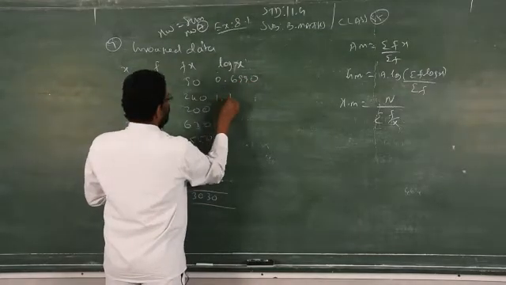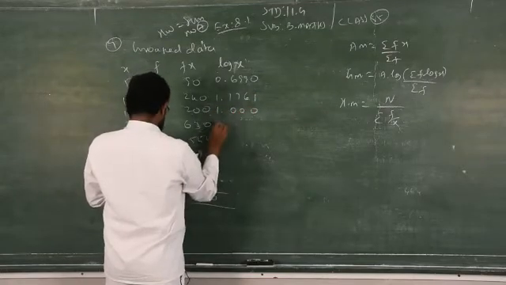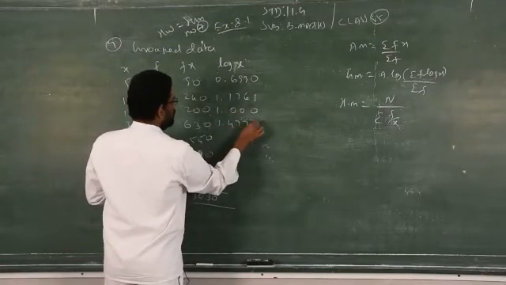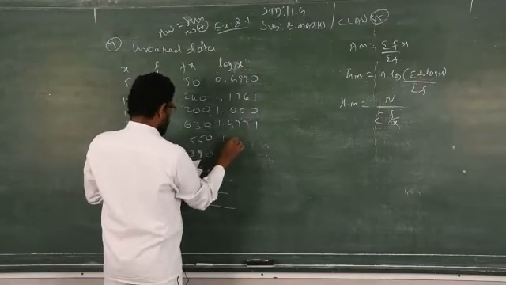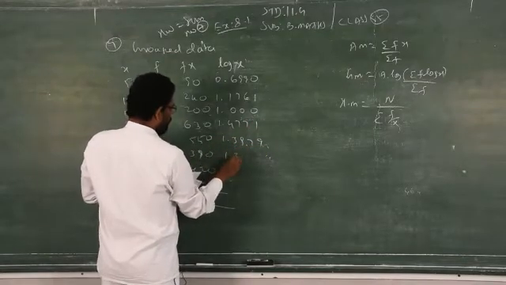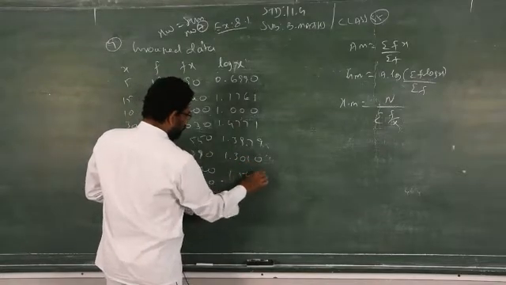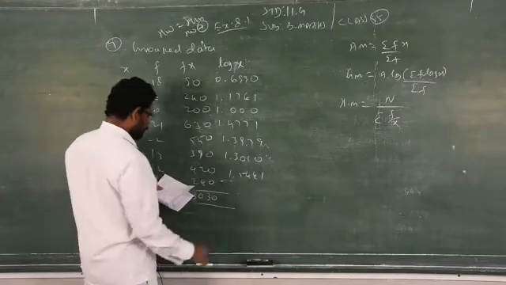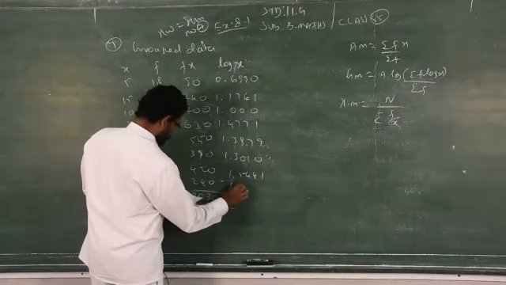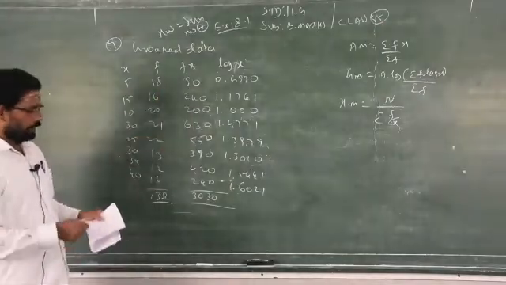So 0.6990, 1.1761, 1.00, then the next one 1.471, then 1.3979, the last one 1.3010, then 1.45441, the last one 1.6021. So I found the logarithm values.